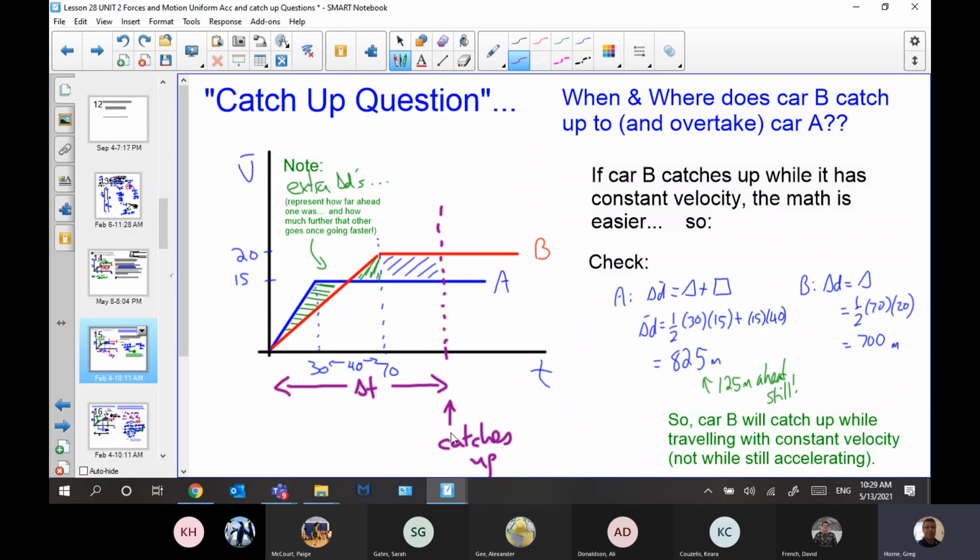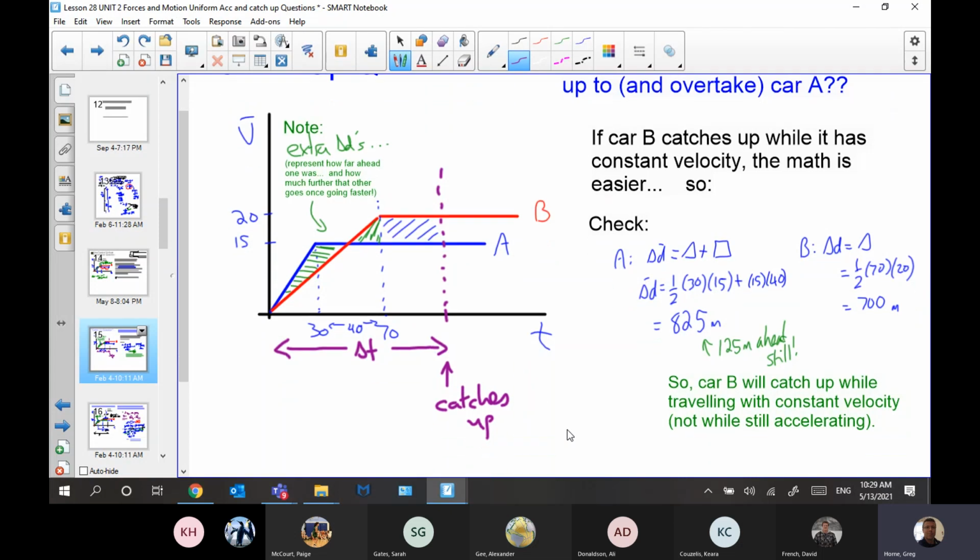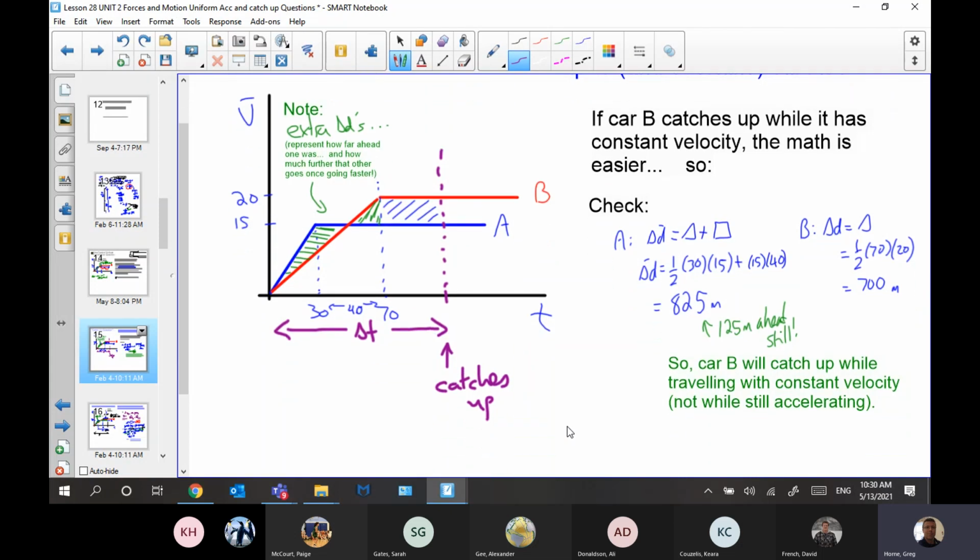So I've justified that this statement, that it catches up, is not just an assumption in this case. Often it will be just an assumption you make in a question if it's fairly obvious. You don't need to analyze this out every time.